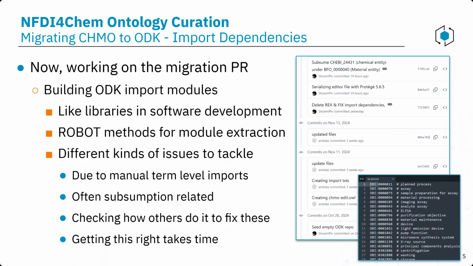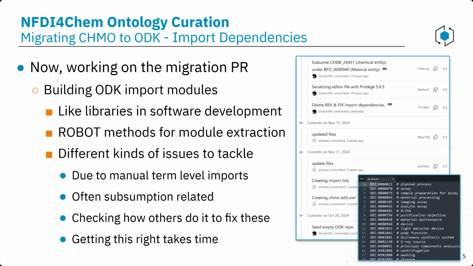Now we are in the middle of building import modules for CHMO. For those of you who are familiar with the term, think of them as being something like software libraries when you do code development, where, to avoid bloating your code base, you would only import those parts of a library that are actually relevant to your project. Similarly, in ontology development, you don't want to import an entire external ontology if you only need a few specific terms from it. So you build import modules in ODK, which allows you to create slimmer subsets of these external ontologies containing only the terms you're interested in.